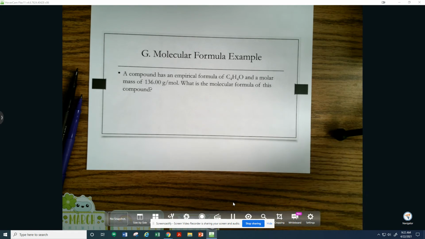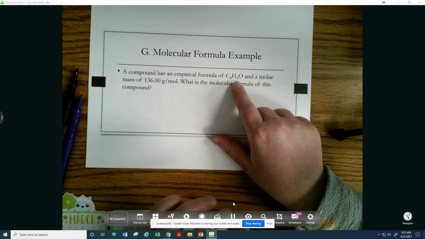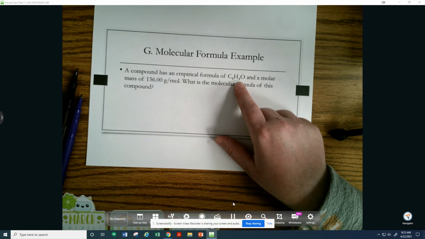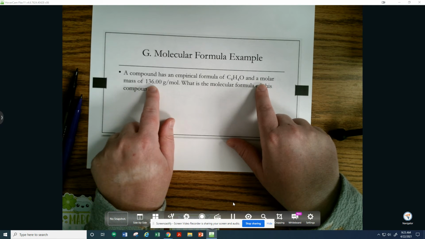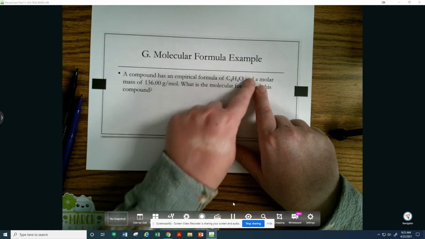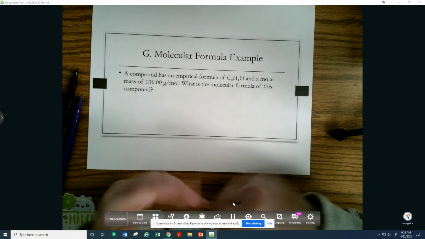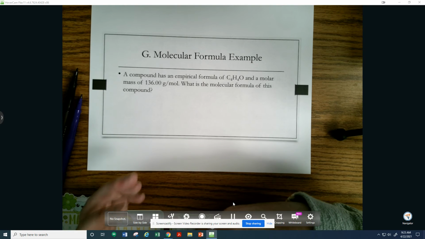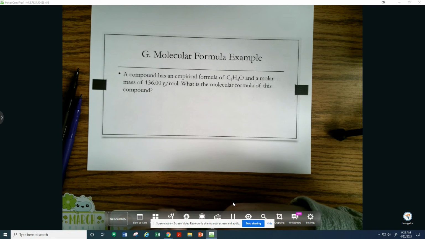So here in example 1, it says a compound has an empirical formula of C4H4O. So basically they just did what we worked through. They were kind enough to give it to us in this example. And it says it has a molar mass of 136. So the true mass is 136 based on this proportion of 4 to 4 to 1. So we want to know what are the actual subscripts, the true number of atoms in that formula.